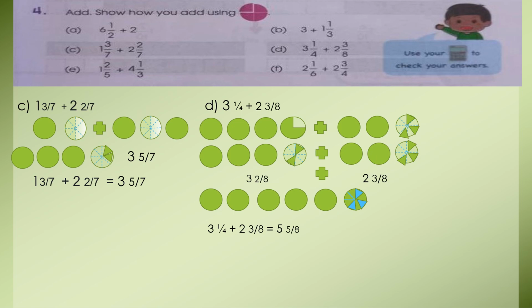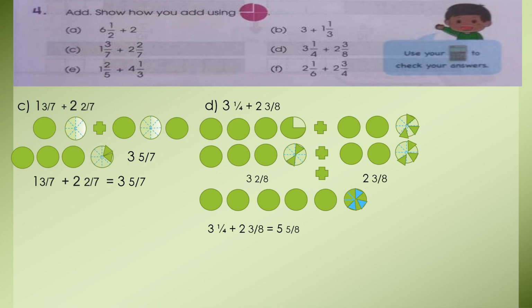In part C, we have 1 whole number 3 over 7 plus 2 whole number 2 over 7. 1 whole number 3 over 7 means 1 complete circle and 3 parts out of the 7 parts of the circle. For 2 whole number, we have 2 complete circles and 2 parts out of 7 parts. Here again, the whole numbers are going to be added up as they are. It means 1 plus 2 and it becomes 3. For the fraction part, we already have the same denominator which is 7, so we are simply going to add up 3 and 2, it becomes 5, and it comes out as 5 over 7. So the whole answer is 3 whole number 5 over 7.